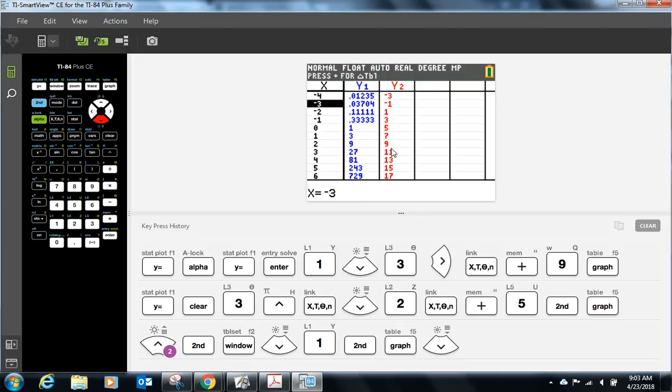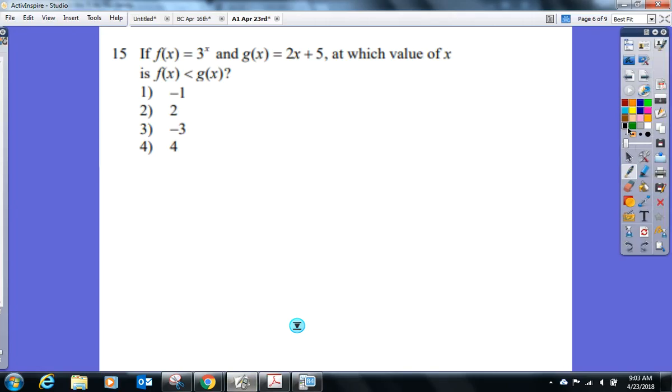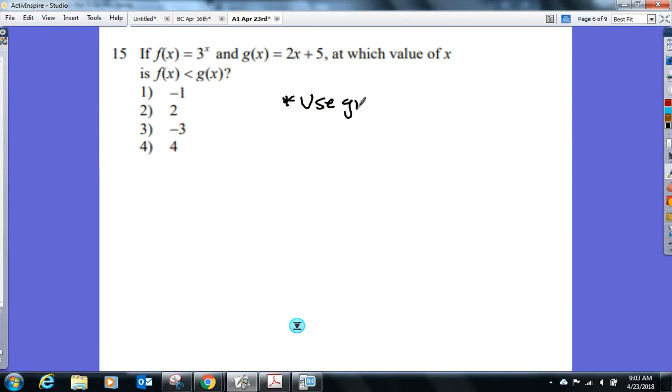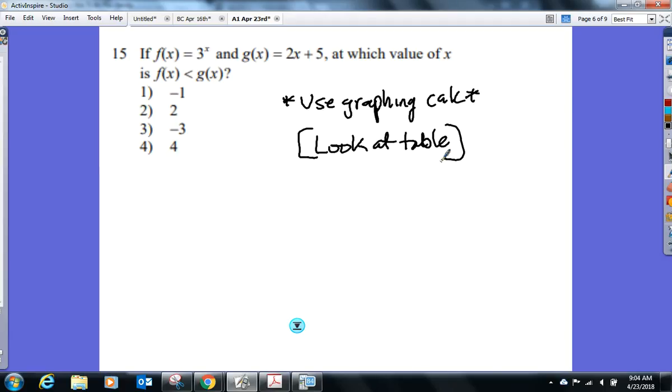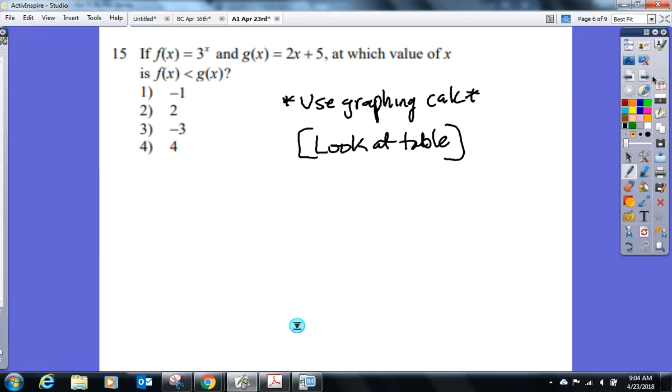Questions? And again, write it down for me here, because I just don't want you to circle one and that's it. All right? Use graphing calculator. Look at table. Questions, comments? All right, let's keep it going.